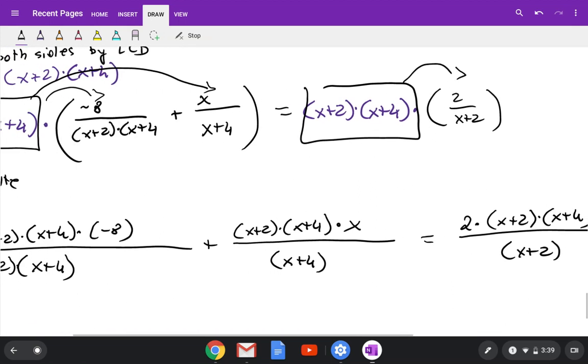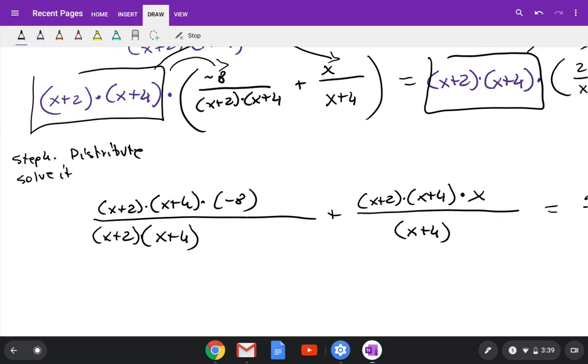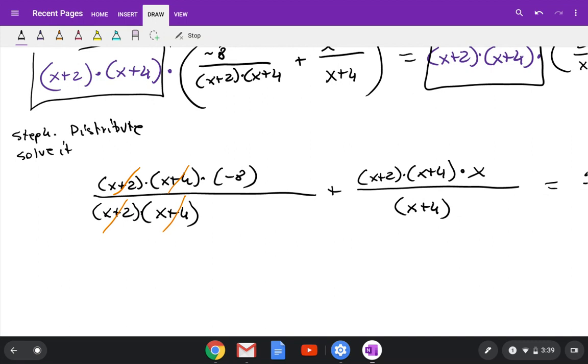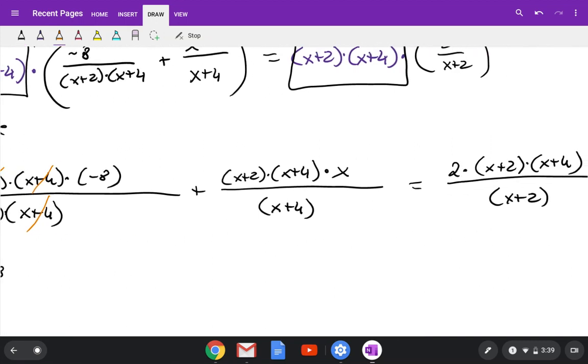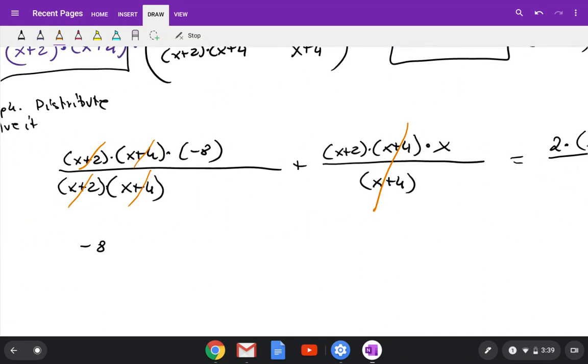And start reducing. If you do that correctly, a lot of stuff will cancel. So I have x plus 2 on the top, x plus 2 on the bottom, x plus 4 on the top, x plus 4 on the bottom. So we end up with negative 8. Here we can cancel x plus 4. That gives us plus x times x plus 2.